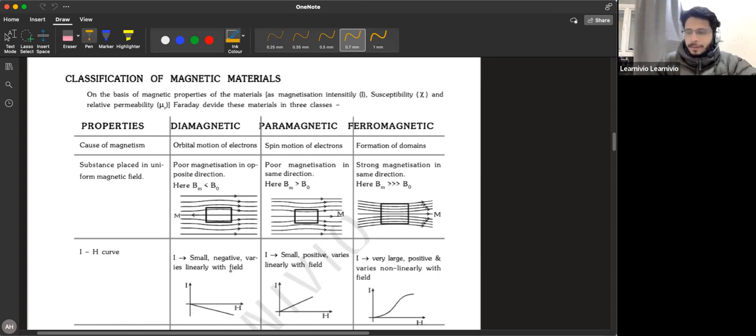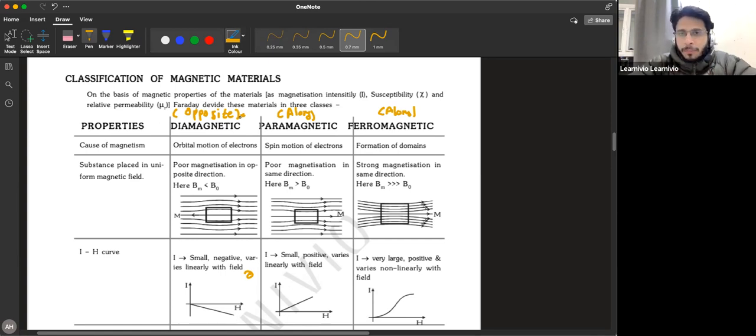Diamagnetic materials are magnetized in a direction opposite to that of the field. Paramagnetic get magnetized along the field, and ferromagnetic also get magnetized along the field. So due to this statement that diamagnetic material gets magnetized opposite to the field, it will repel a magnet. All its properties are due to repulsion.